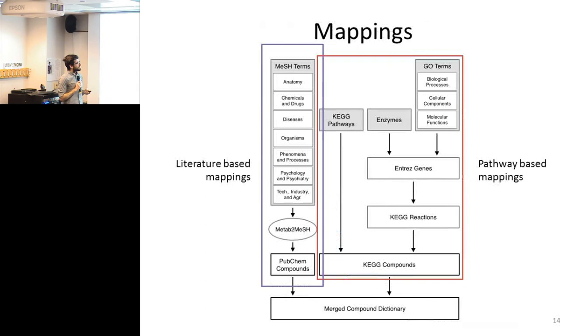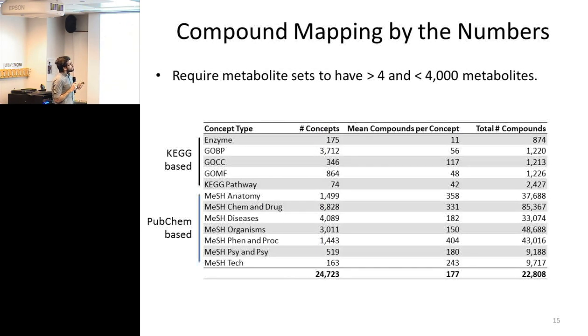Okay, if you step back and look at all the mappings that we've done, we have literature-based mappings which comprise all of the MeSH terms, and then we have pathway-based mappings that go through KEGG on the right-hand side. So we have two types of annotations, and the intersection of them can be quite interesting. After we do all of the mappings, we first require all the metabolite sets to have more than 4 metabolites in them and less than 4,000, so that we have A, enough statistical power, and B, enough biological specificity within our metabolite sets that we're comparing.